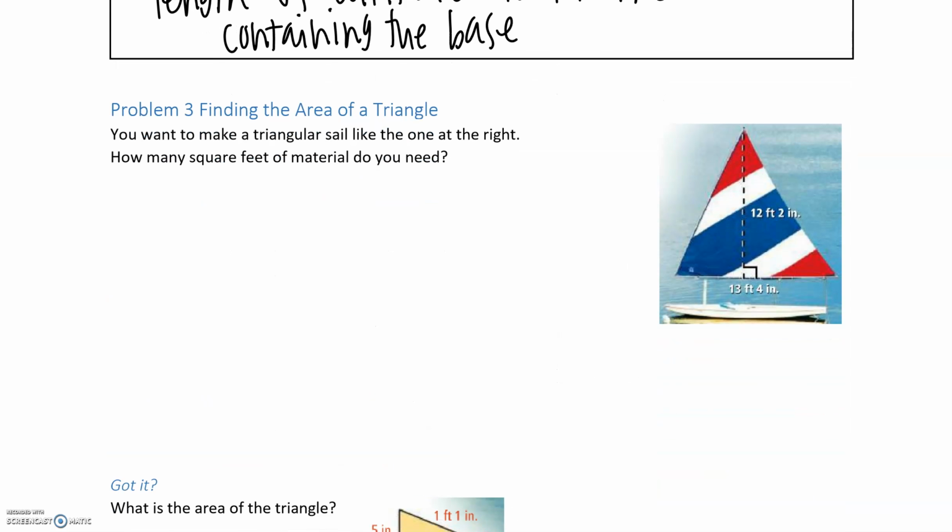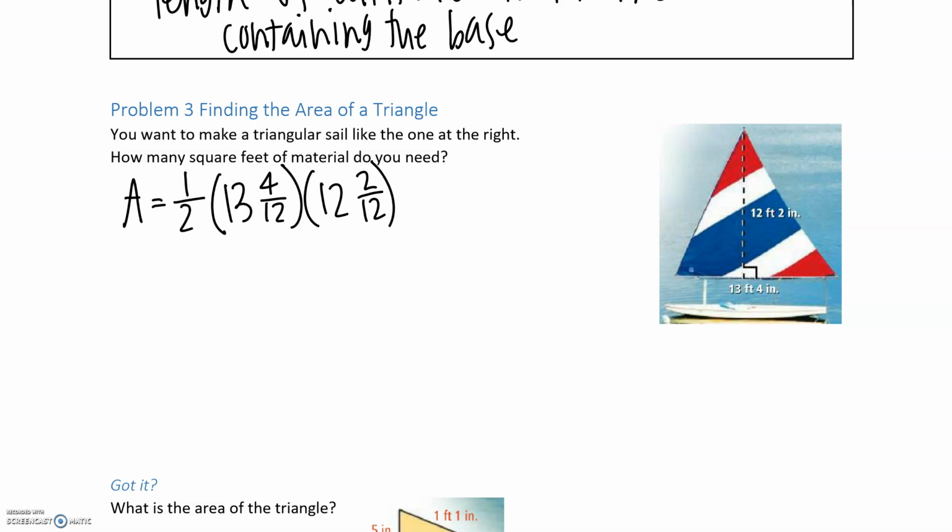Okay, so for this first one, we want to make a triangular sail that looks like the one on the right. How many square feet of material do you need? So the first thing we're going to do is plug in A equals 1/2. Our base here is 13 feet and 4 inches, so I'm going to put 13 feet, and then 4 out of 12 inches. Then we have our height, which is 12 feet and 2 out of 12 inches.